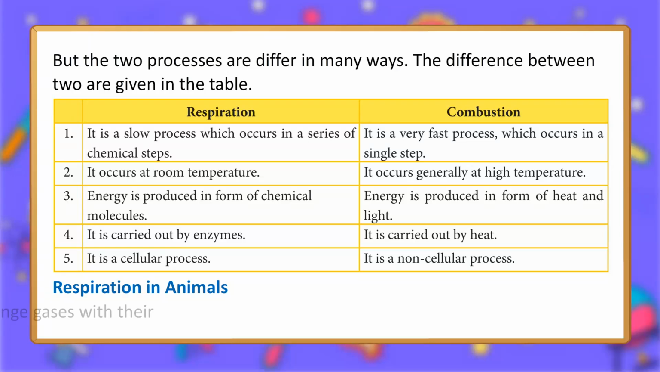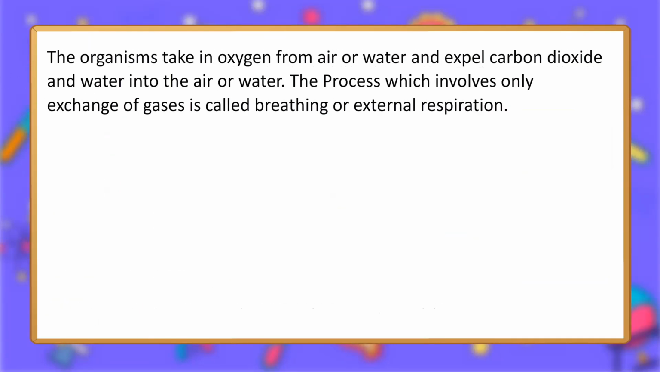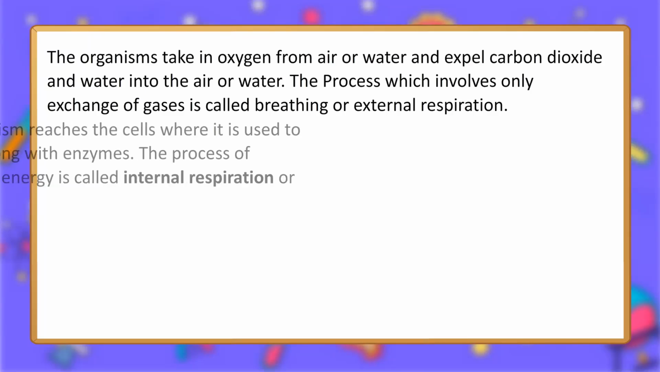Respiration in animals. Different organisms use different organs to exchange gases with their surroundings. The organisms take in oxygen from air or water and expel carbon dioxide and water into the air or water. The process which involves only the exchange of gases is called breathing or external respiration.